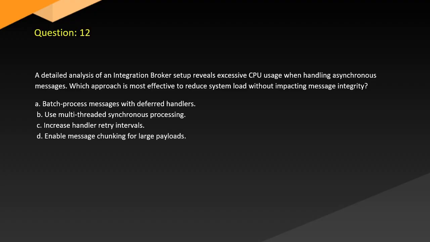Question 12. A detailed analysis of an Integration Broker setup reveals excessive CPU usage when handling asynchronous messages. Which approach is most effective to reduce system load without impacting message integrity? A. Batch process messages with deferred handlers. B. Use multi-threaded synchronous processing. C. Increase handler retry intervals. D. Enable message chunking for large payloads.